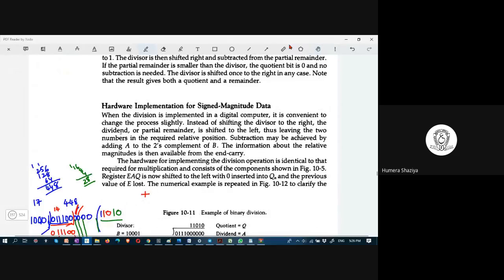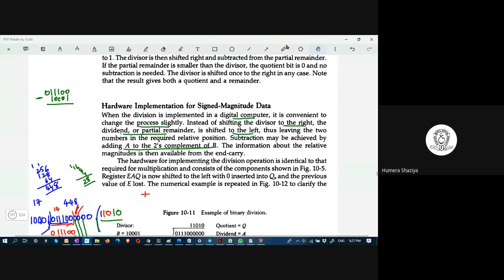When the division is implemented in a digital computer, the process is slightly changed. Instead of shifting the divisor to the right, the dividend or partial remainder is shifted to the left. Subtraction may be achieved by adding A to the 2's complement of B. Because you have to perform subtraction, here we have been doing subtraction. If it is 0, 1, 1, 1, 0, 0, 1, 0, 0, 0, 1, we are doing subtraction. And we are shifting B, which is the divisor, to the right.